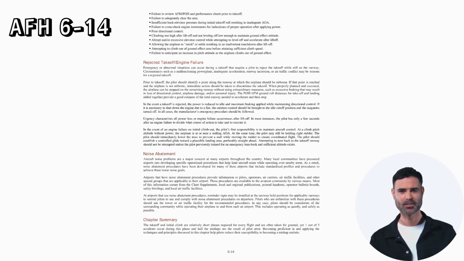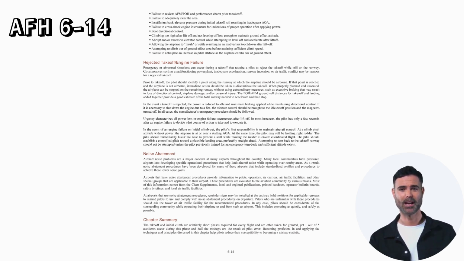Urgency characterizes all power loss or engine failure occurrences after liftoff. In most instances, the pilot has only a few seconds after an engine failure to decide what course of action to take and to execute it. In the event of an engine failure on initial climb-out, the pilot's first responsibility is to maintain aircraft control.